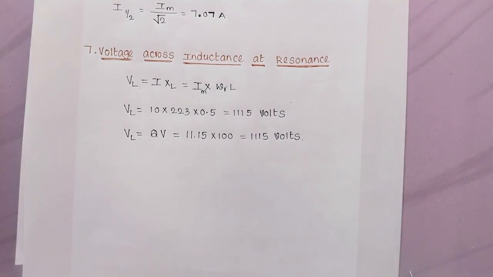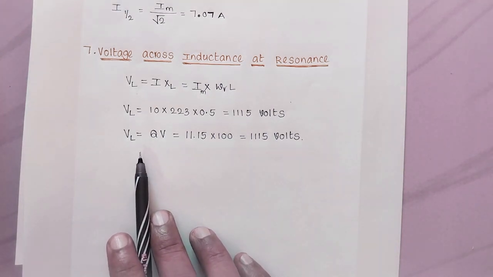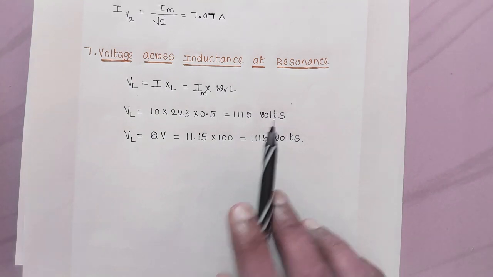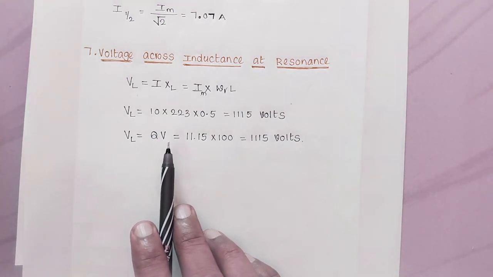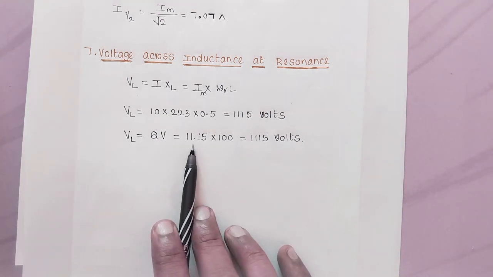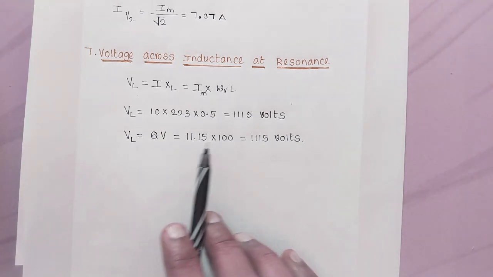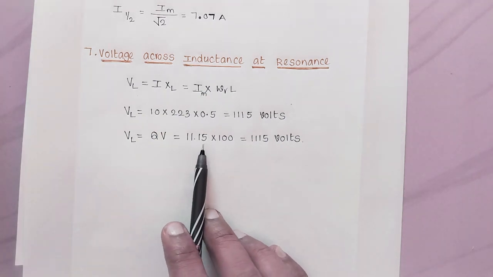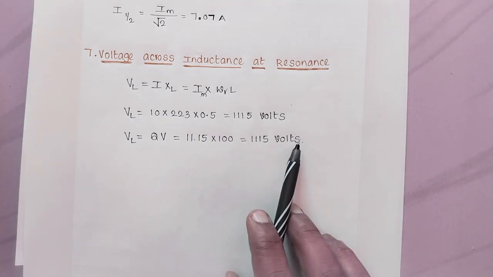So the voltage is more than the supply voltage. Here the voltage is magnified. We can verify this value in another way. VL is equal to quality factor times the supply voltage. The quality factor is 11.15, and the supply voltage is 100. So the product of quality factor at resonance and supply voltage equals the voltage across the inductance, which is equal to 1115 volts.